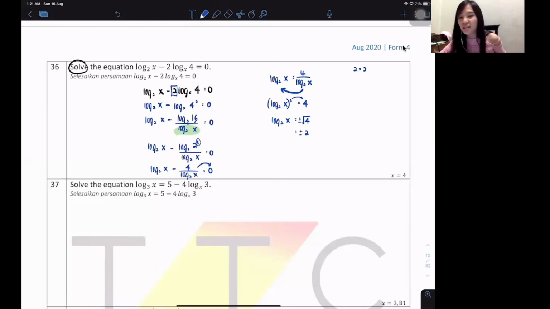Just in case you guys thinking, teacher, why need to write plus minus? My function video got covered. If you don't know, please watch that video. But let me tell you now. Because 2 times 2 is 4. Negative 2 times negative 2 also is 4. So when you square root 4, it can be positive 2, it can be negative 2. So you always must write plus minus. Understand?